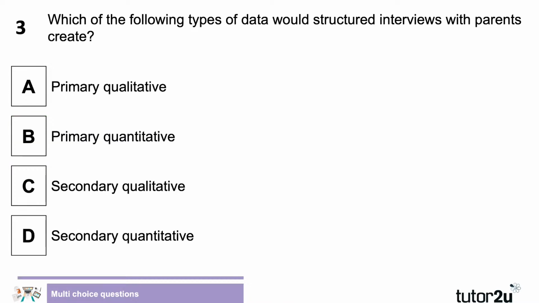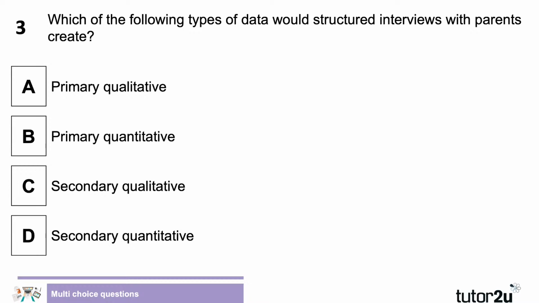Question number 3. Which of the following types of data would structured interviews with parents create? Is it A, primary qualitative, B, primary quantitative, C, secondary qualitative, and D, secondary quantitative? That was a bit of a mouthful. I didn't think about that when I was writing this one, but primary qualitative and primary quantitative are quite difficult to say all the time.